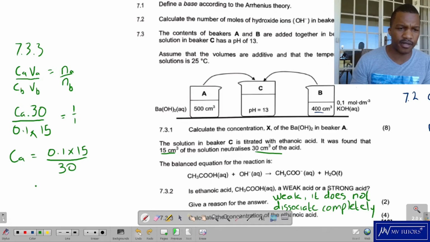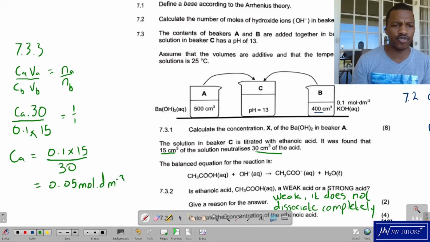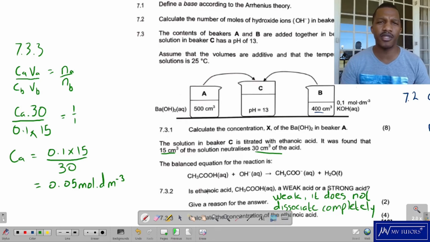Where's my back button? Okay, 0.05. Wow, this 0.05 is a popular number today. But anyway, that's it. 0.05 moles per decimeter cube.